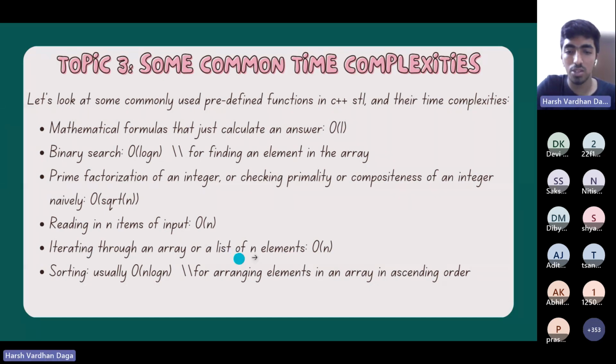Iterating through an array or list of n elements is also O of n. It's very obvious since you are taking the iterator from the 0th index to the n minus 1 index. So it is O of n. And sorting, which you will learn in detail in this session only, time complexity is usually O of n log n, which mostly CP solvers use.